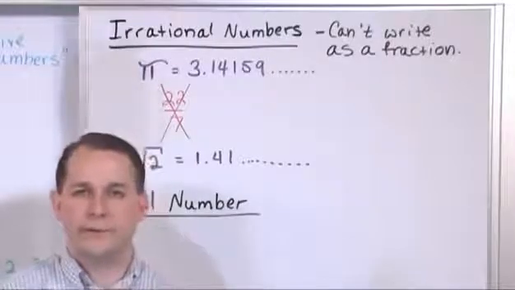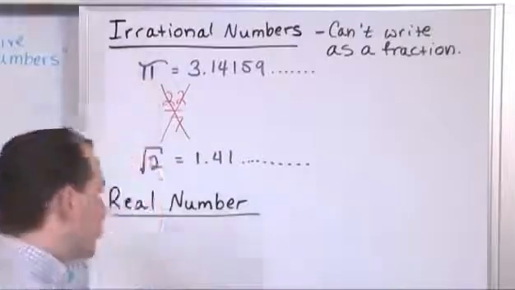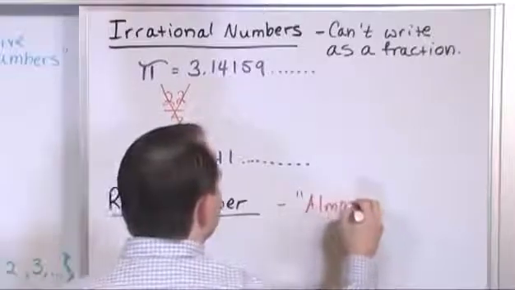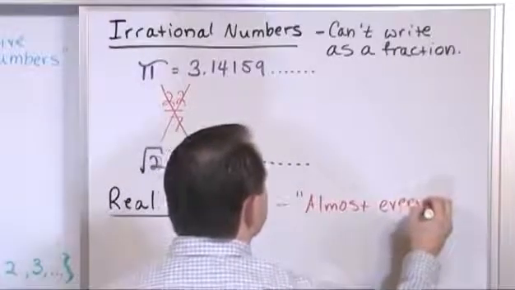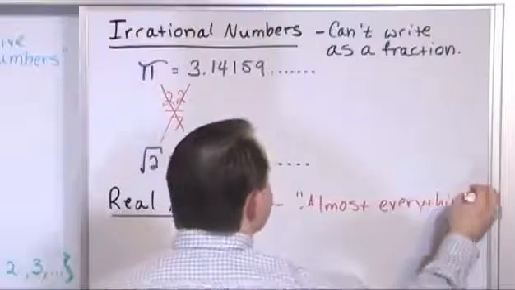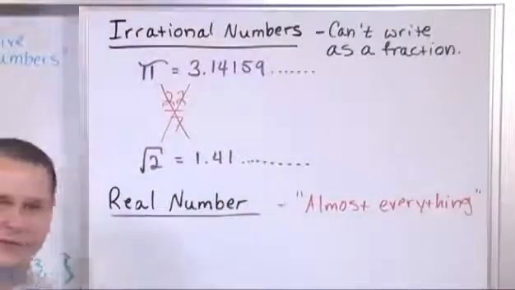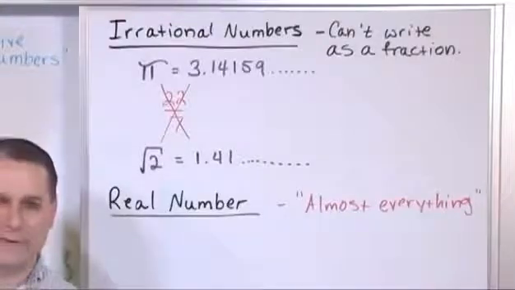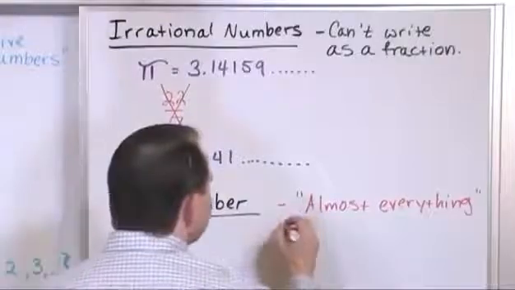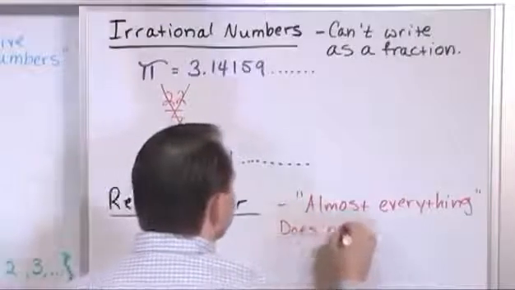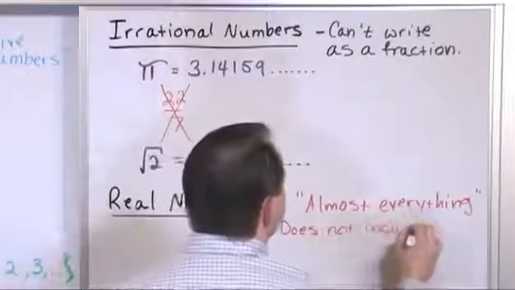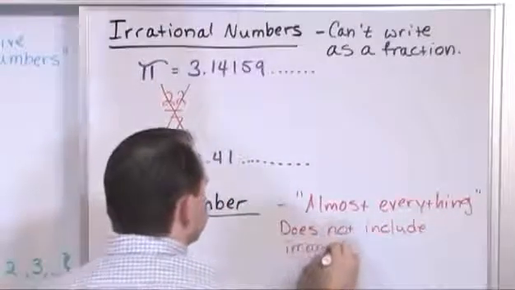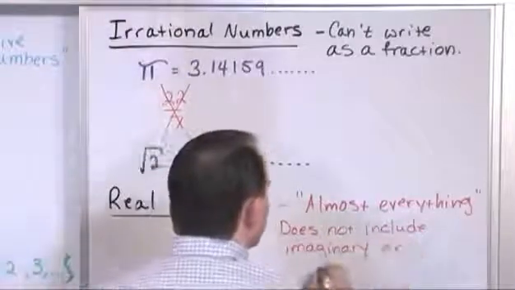So go read your definition of a real number in your textbook. I'm going to tell you that a real number is, I'm going to put little quotations here, "almost everything." In terms of numbers, it includes the integers. It includes negative numbers, positive numbers, rational numbers, irrational numbers, basically everything. The only thing it does not include is any type of imaginary number or complex number.